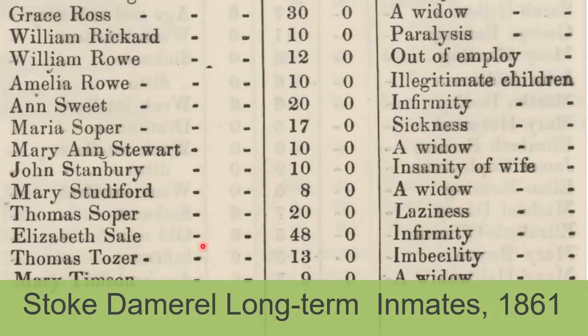Elizabeth Sale has a remarkable 48 years in the workhouse, and rather a depressing list of reasons that could confine you to the workhouse: widowhood, physical ailments, paralysis, unemployment, having illegitimate children, insanity of wife, and laziness.